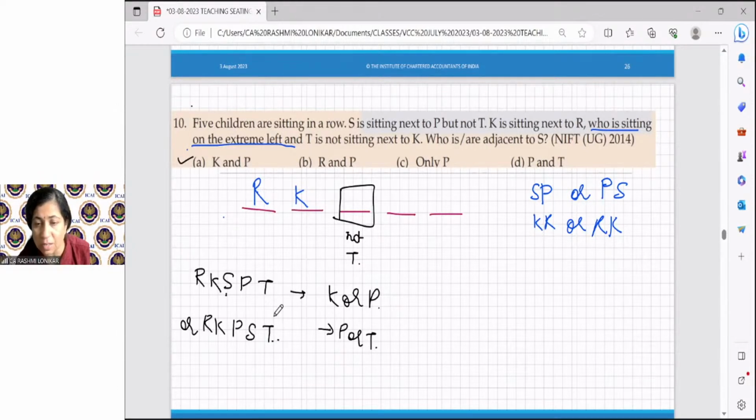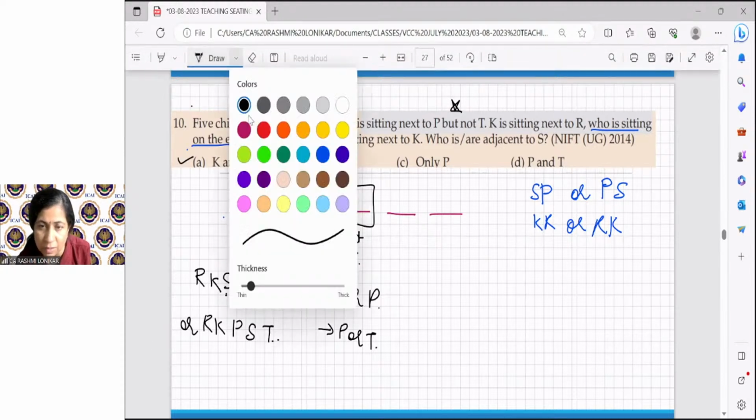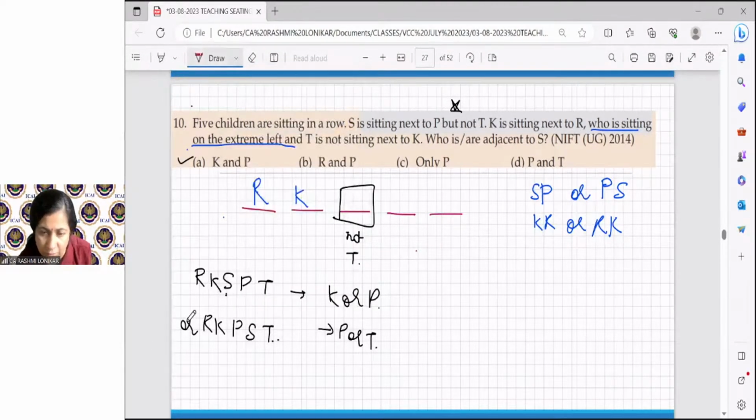So what happens here? This condition, but not T, is so important. That is why this gets eliminated, because S should not be sitting next to T. So what is the answer? This is the correct one. Otherwise, both were there, but this condition is there.